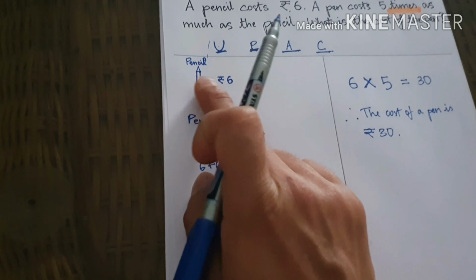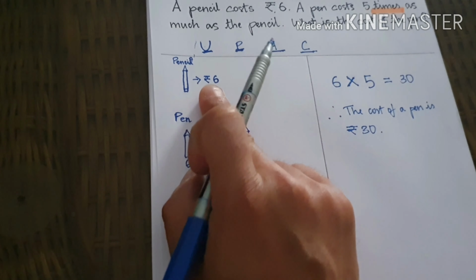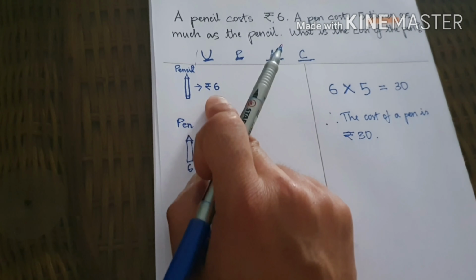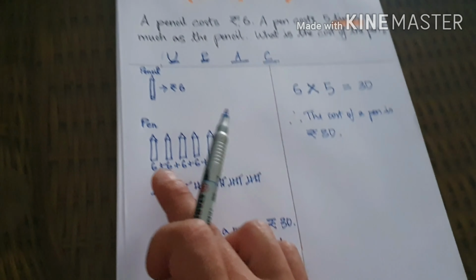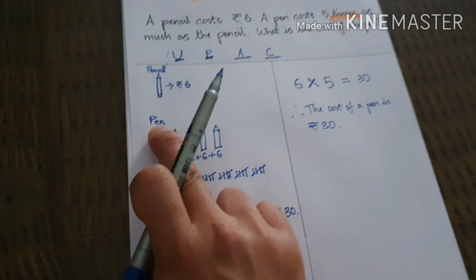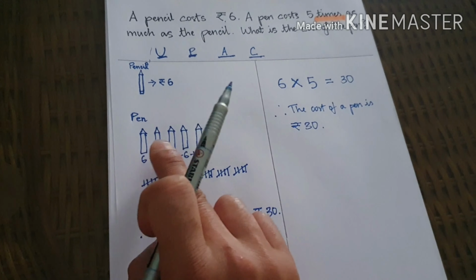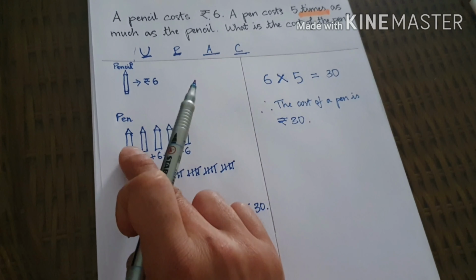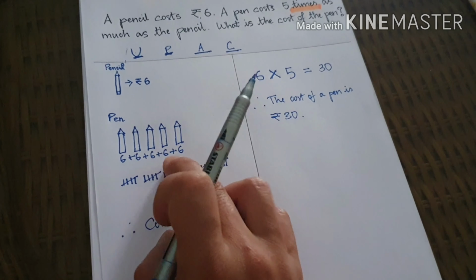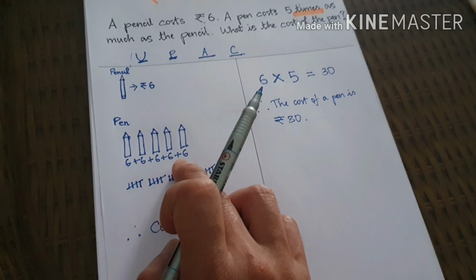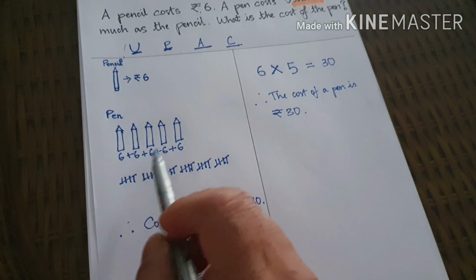So I knew one pencil costs rupees 6, so I drew a pencil, and just beside that I wrote the price of one pencil. I also know through the hint that the pen costs 5 times the pencil, so I drew 5 pencils, and underneath I wrote the cost of each pencil, which is 6. Then I added them up.